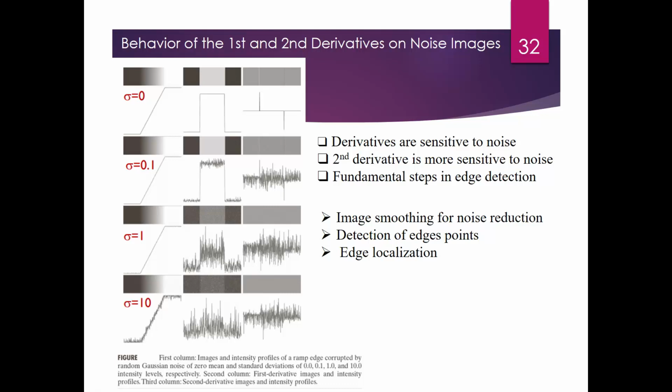So this figure, column A, shows the intensity profile corrupted by random Gaussian noise of 0 mean and standard deviation of 0, 0.1, 1 and 10. The second column represents the first derivative of the first column, and the third column gives the second derivative of the first column. As you can see here, the second order derivative is much more sensitive to noise.